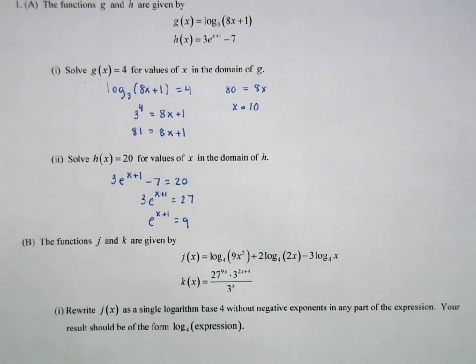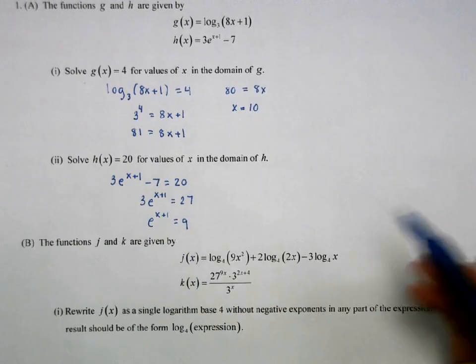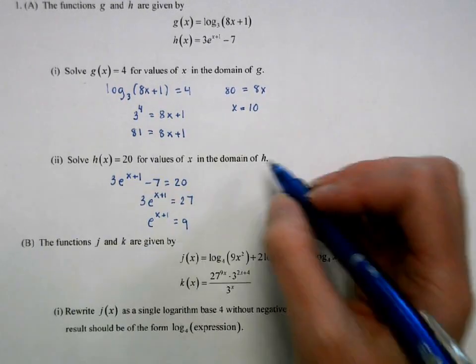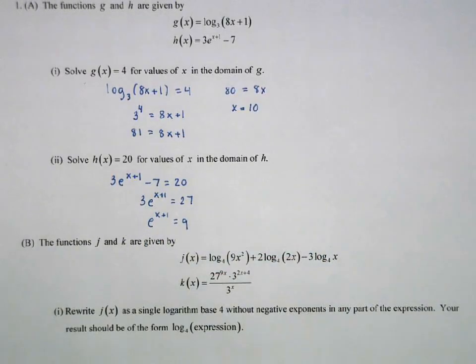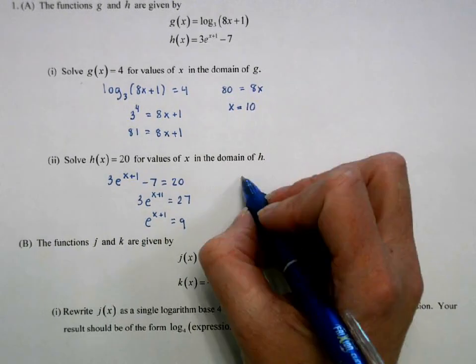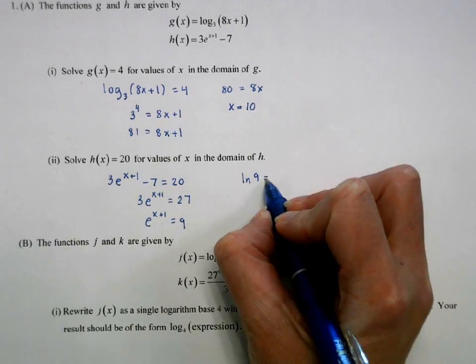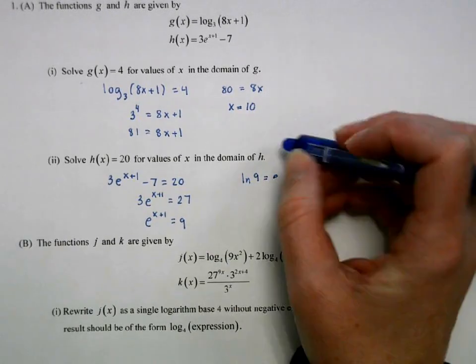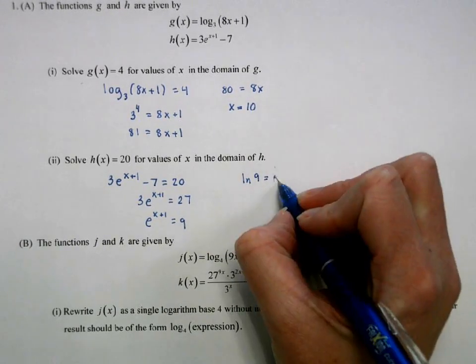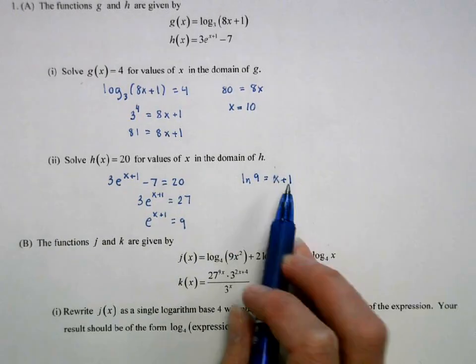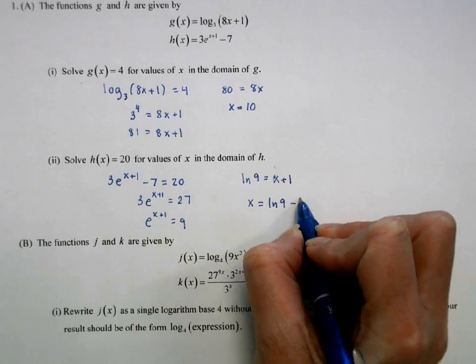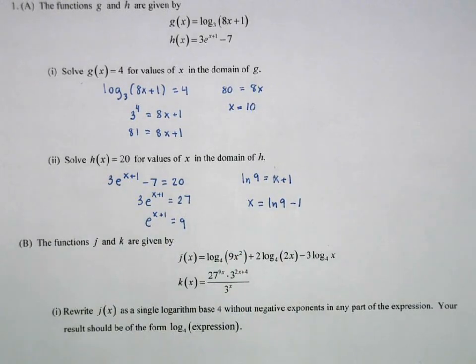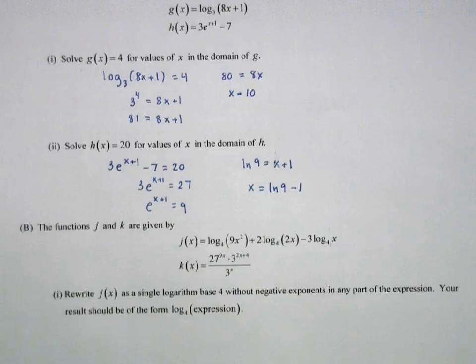Now we have that isolated, so we're going to change it into log form. Since the base here is e, I'm going to make the base of the log e. Since this is base e, our log base e is natural log. So we're going to have natural log of 9 equals x plus 1. Last step is going to be subtracting 1. So we get the natural log of 9 minus 1. And without a calculator, that's as simplified as we can get it.